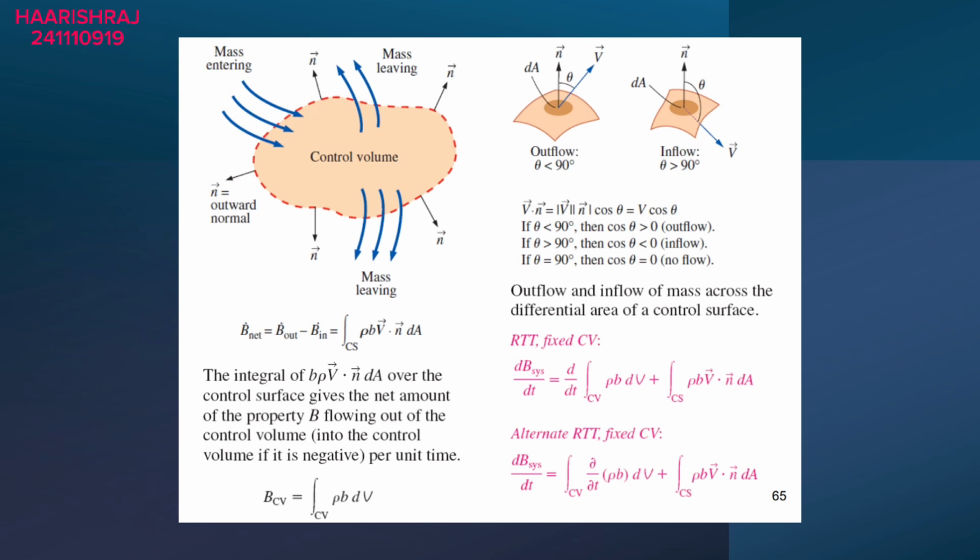RTT, fixed CV: dB system over dt equals d over dt of the integral of rho b dV plus the integral of rho b V dot n dA. Alternative RTT, fixed CV: dB system over dt equals the integral of partial derivative of rho b over partial t dV plus the integral of rho b V dot n dA.